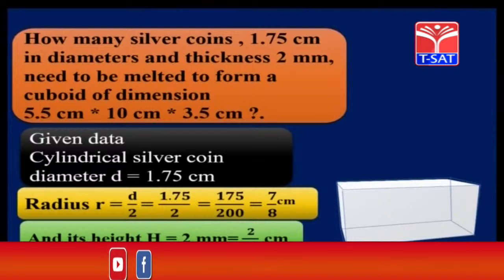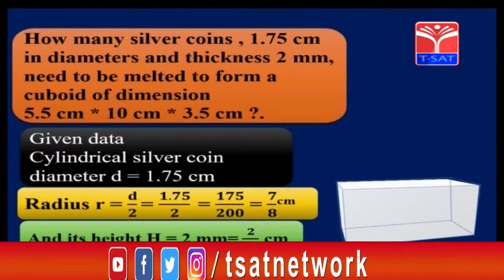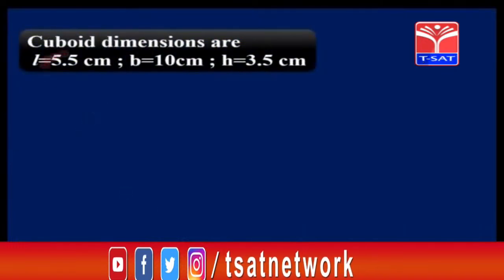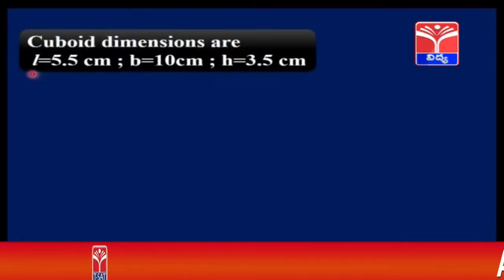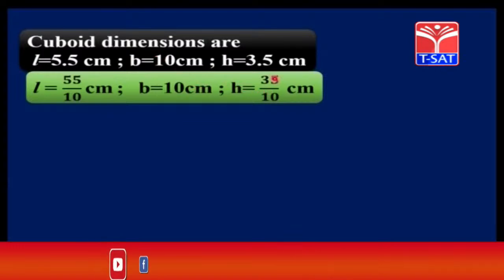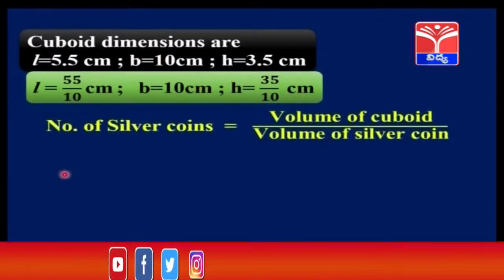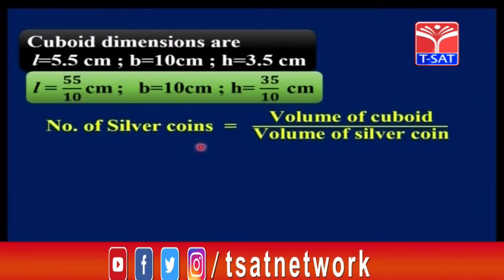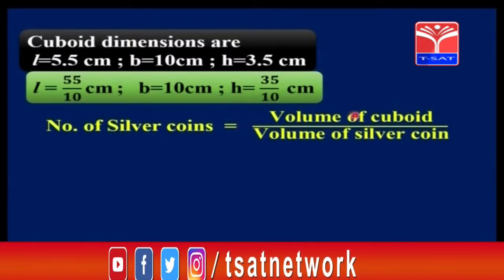And the height of the silver coin is nothing but thickness, that is 2 millimeter, write in centimeter, 2 by 10 centimeter. Now cuboid dimensions are also given, L, B, H values are also given, write in the p by q form. L equal to 55 by 10, B is the breadth 10 centimeter and height is 35 by 10 centimeter.